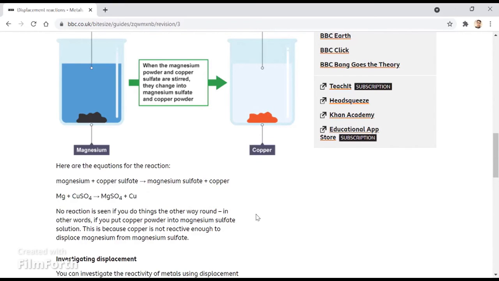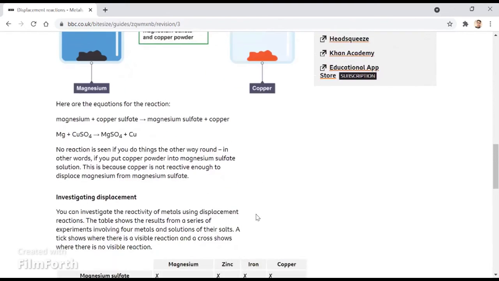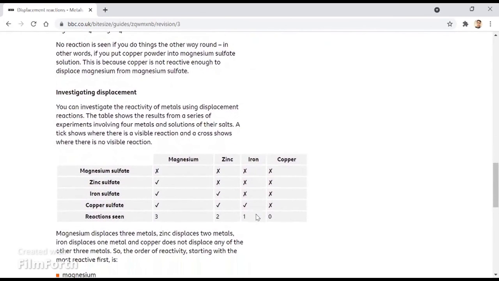In other words, if you put copper powder into a magnesium sulfate solution, this is because copper is not reactive enough to displace magnesium from magnesium sulfate. This reaction will not happen.